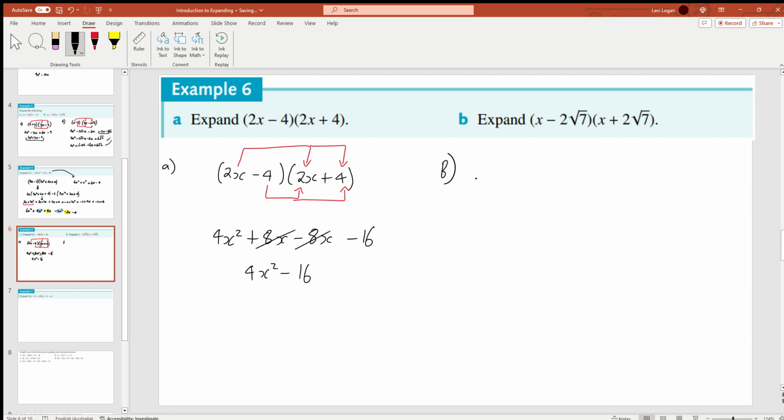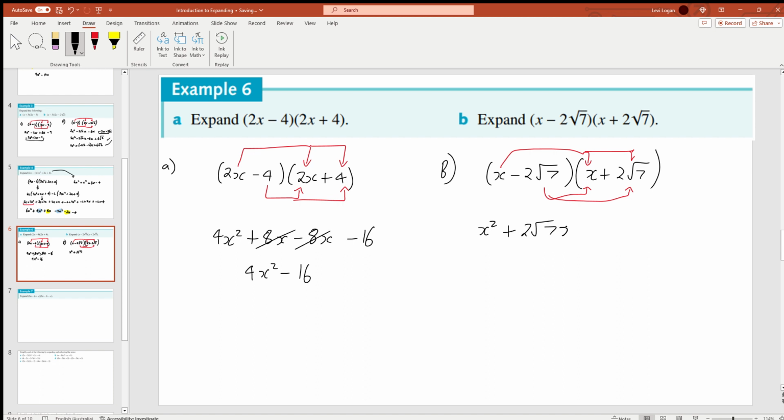So b. So x minus 2 root 7 times by x plus 2 root 7. Okay. So what we're going to do is just do the same thing. That times by that, and that times by that, and that times by that. Okay. X times x is x squared. X times 2 root 7 is going to be positive 2 root 7x. Negative 2 root 7 times by x is going to be minus 2 root 7x.